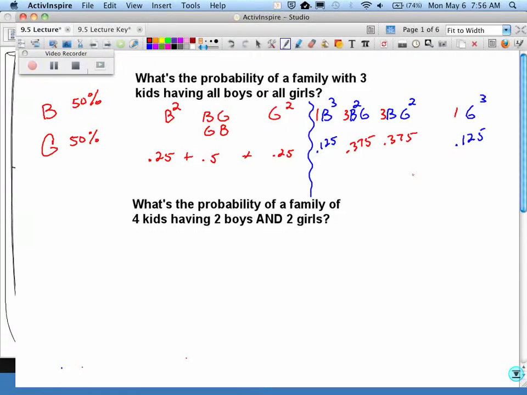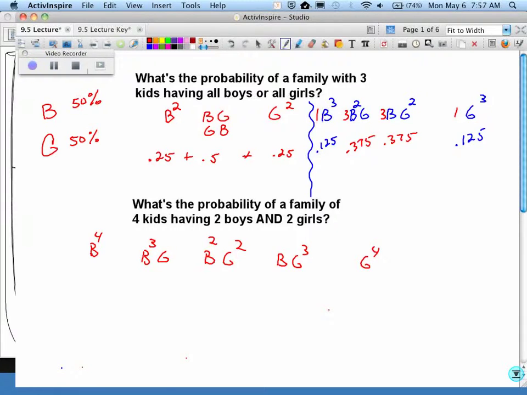So now with that one, can anybody tell me the probability of having 2 boys, 2 girls in a family of 4? Yes. Well, what's the pattern going to be? I could have all 4 boys, or I could have 3 boys, 1 girl, right? I could have 2 of each. We could have 1 boy, 3 girls, or all 4 girls. So we're asking for that middle one.